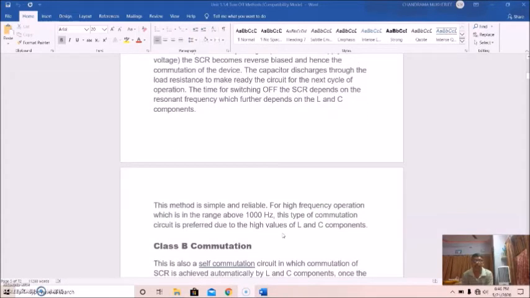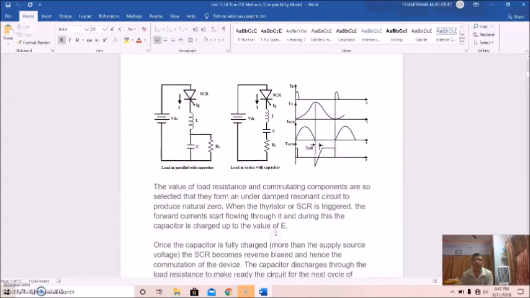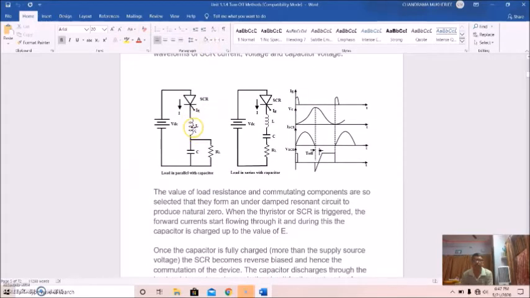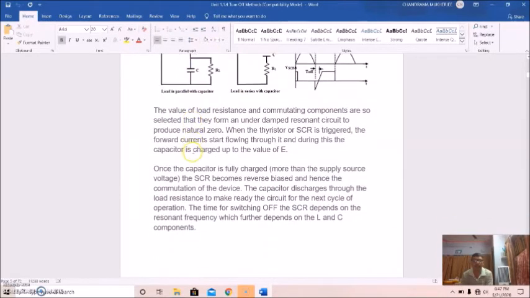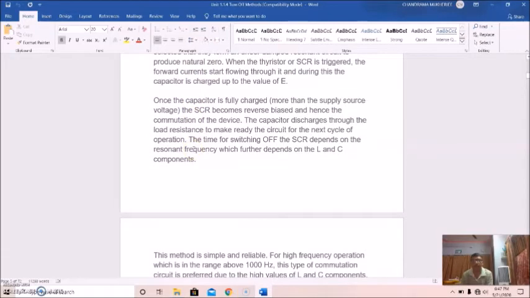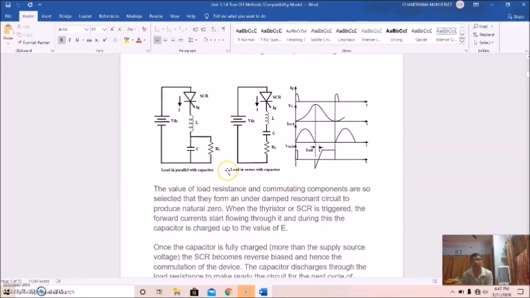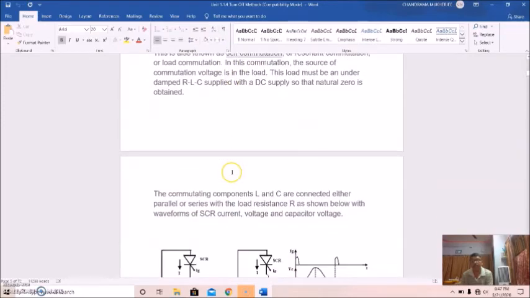So this method is simple and reliable for high frequency operation, in the range of 1000 Hertz. This type of commutation circuit is preferred due to the high values of load and of the L and C components, that is the inductor and capacitor here. So this depends on this L and C. Okay, so that's all about class A commutation.